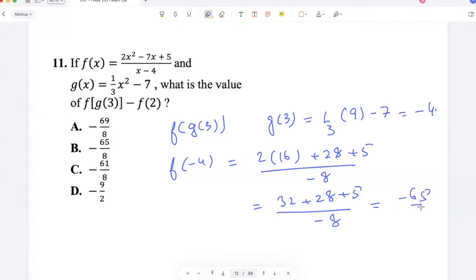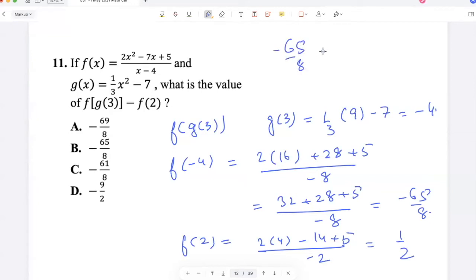So -65 by 8. And f of 2 will be 2 times 4 minus 14 plus 5 divided by -2. So that's 8, 8 plus 5, 13 minus 14, so -1 by 2, right? So -65 by 8 minus 1 by 2. So that's minus of 65 by 8 plus 1 by 2. So 8, 65 plus 4, minus 69 by 8. So option A.